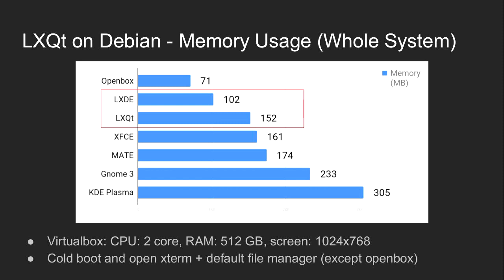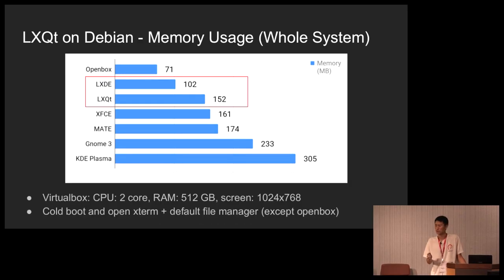You can see the end result. We did this experiment on Debian stretch, the current stable version, and after boot, the experiment is done in VirtualBox because nowadays it's really hard to find such limited hardware. But I set it to two CPU cores and give it 500 megabytes RAM. And the screen resolution is set to this, and then I do a cold boot, and then open a terminal emulator and the default file manager provided by the desktop.